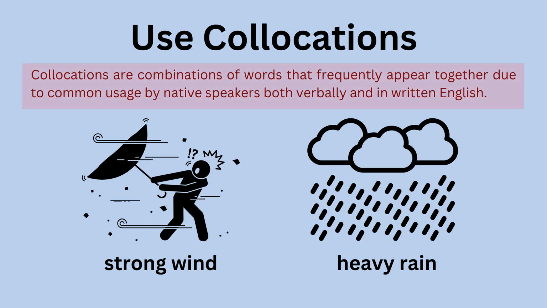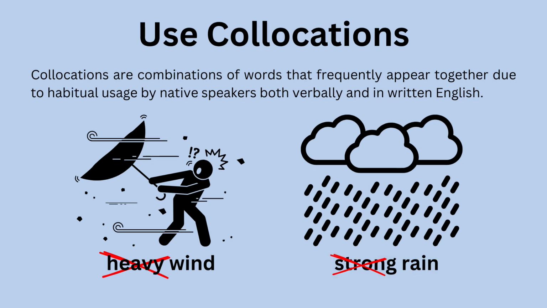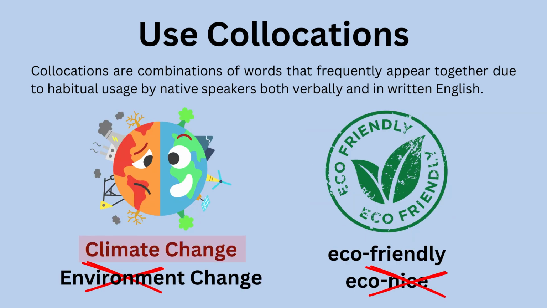Collocations are combinations of words that frequently appear together due to common usage by native speakers, both verbally and in written English. For example, we always say strong wind and heavy rain in English, never heavy wind or strong rain. This sounds very odd to the English ear. Similarly, we always say climate change, never environment change. We say eco-friendly and never eco-nice. Such pairs of word combinations are just combinations that are commonly used together. When a non-native changes this, it sounds very odd to the native speaker.